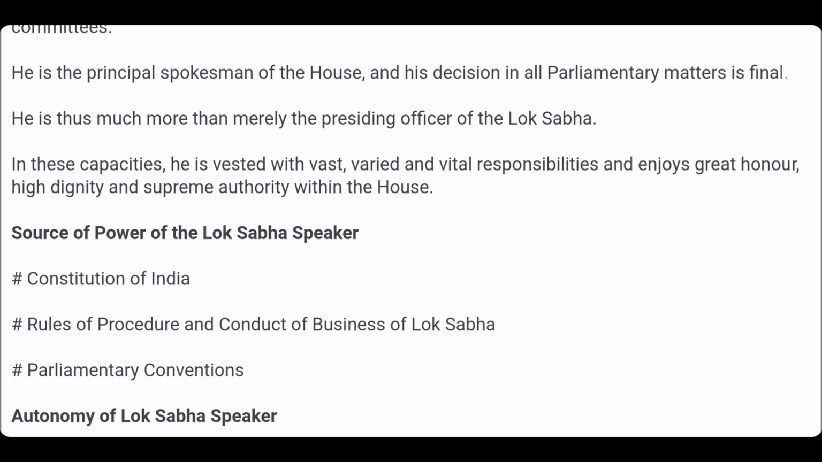He is at the 7th position in the table of precedence, equivalent to the Chief Justice of India, above the cabinet ministers. Now, source of power of the Lok Sabha speaker. The first source of power of the Lok Sabha speaker is the Constitution of India.